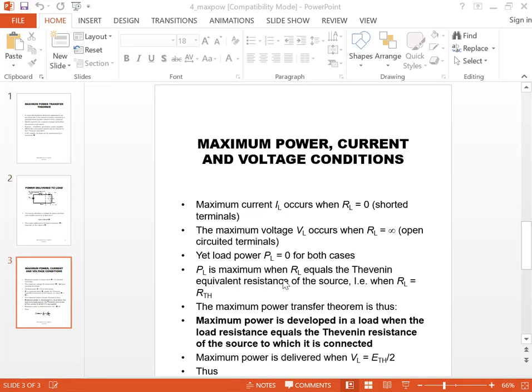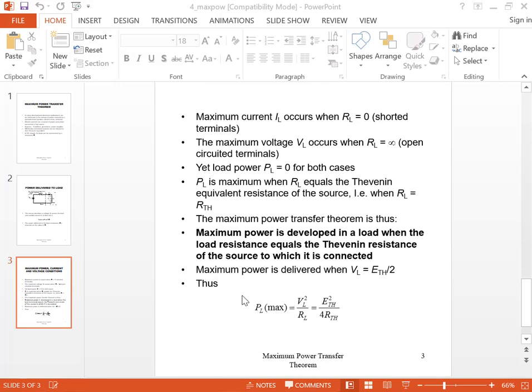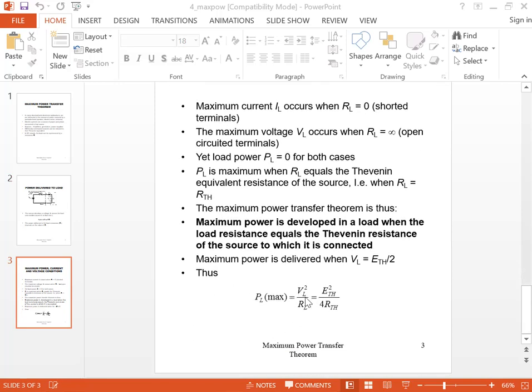So PL is maximum when RL equals the Thevenin equivalent resistance of the source, that is when RL is equal to RTH. The maximum power transfer theorem is thus: maximum power is developed in a load when the load resistance equals the Thevenin resistance of the source to which it is connected. So maximum power is delivered when VL is equal to ETH divided by 2. Thus P is equal to VL or VTH divided by RL, V square over RL, or ETH square divided by 4 RTH.